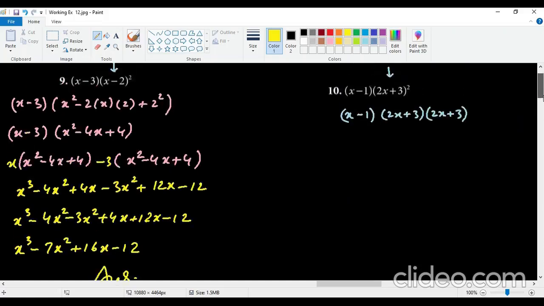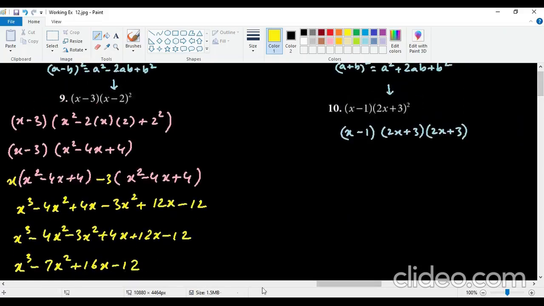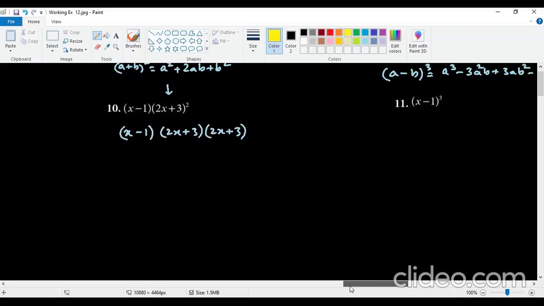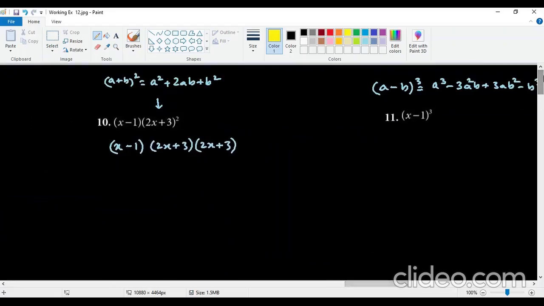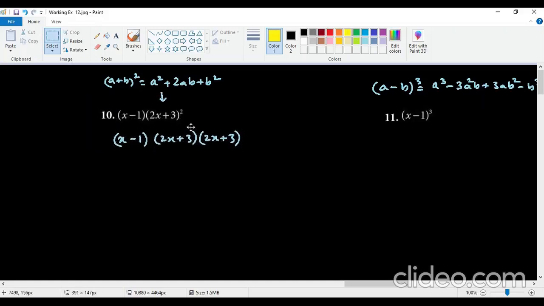Moving on to question number 10. In here again, a formula is going to be used. I should bring this a little up. Now in here, a plus b, I consider this one as a and this one as b. So the formula tells me that I need to get a square plus 2ab plus b square.